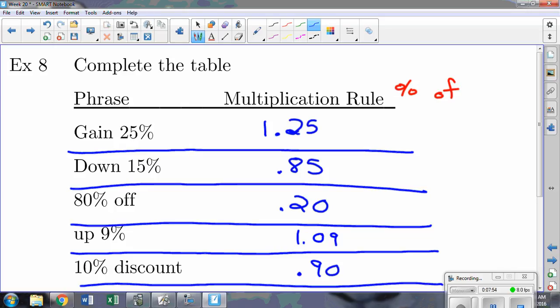I want to emphasize again, and I know I keep saying it because it's that important, your skill bouncing back and forth between percent of and percent change is critical. You must be able to do it well.